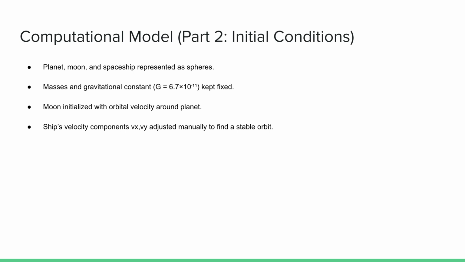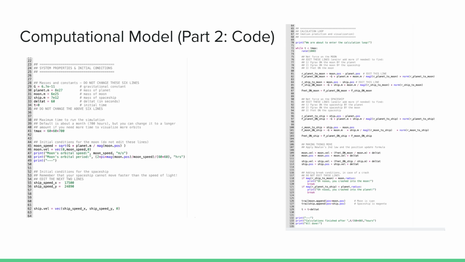We start with the moon's orbital parameters, then vary the ship's initial velocity until we achieve a repeating figure 8 trajectory for part 2. The initial conditions are the ones in the code, the masses and the gravitational constant are fixed, each entity in the model is represented as a sphere, and the moon is initialized to the orbital velocity around the planet. This is the code for part 2. The simulation evolves step by step, predicting motion using Newton's second law for each object in the system.